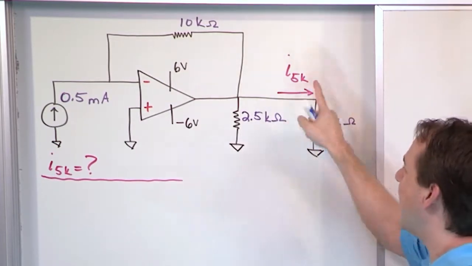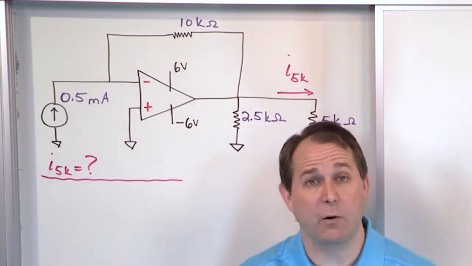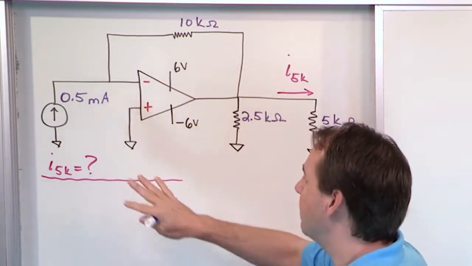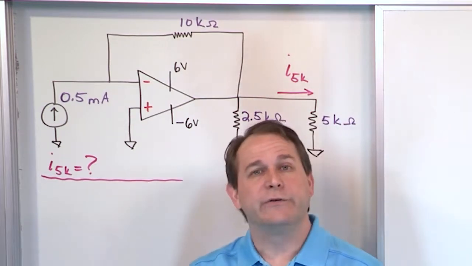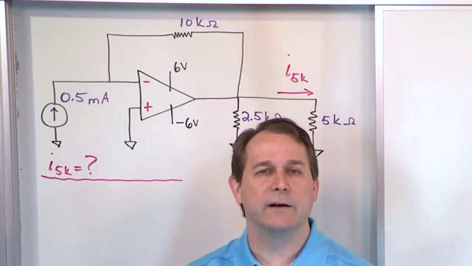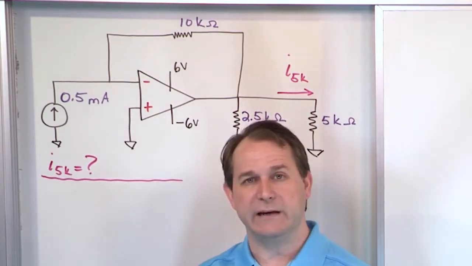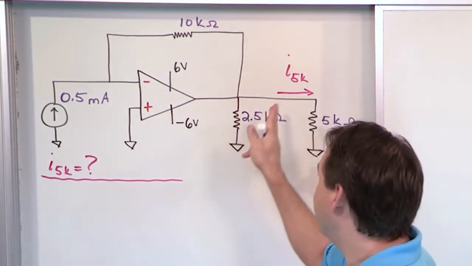Now the question is, we have labeled the current flowing through the 5 kilo ohm resistor, this resistance here, as I5K, and what we're trying to do in this problem is determine the value of this current. When we tackle these problems, we're using first principles, which means we're using the properties of the op amps and writing voltage equations, node equations, whatever's required, given the properties of the op amp that we've already talked about, to arrive at this current.